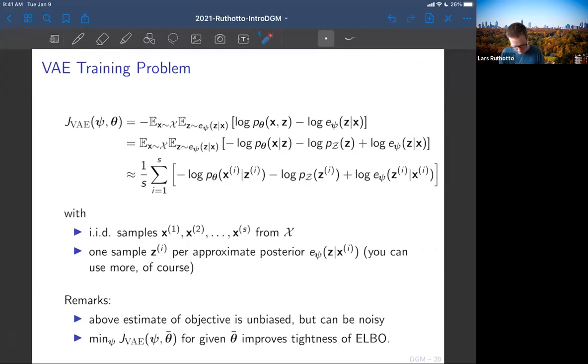Yeah, it can be very noisy. And then here's again this argument that if you minimize this loss function again with respect to psi for a fixed theta, then you actually improve the tightness of the ELBO also.